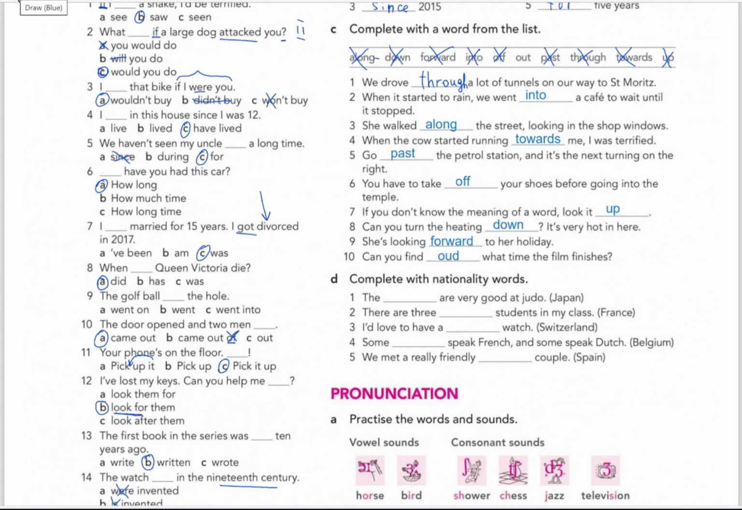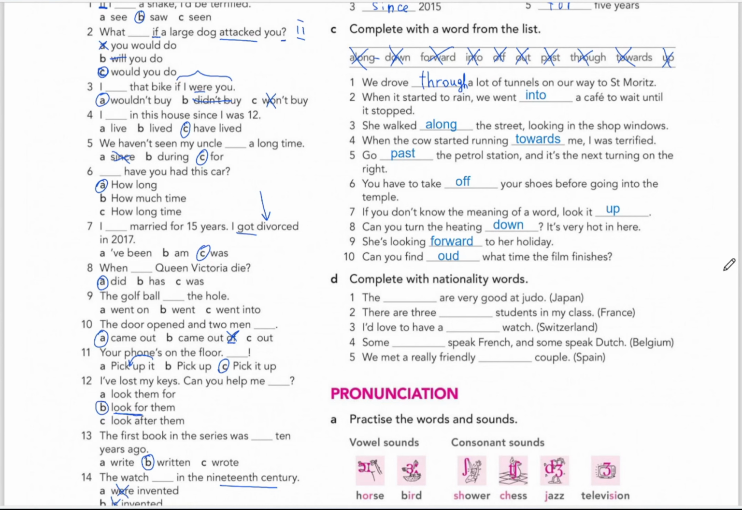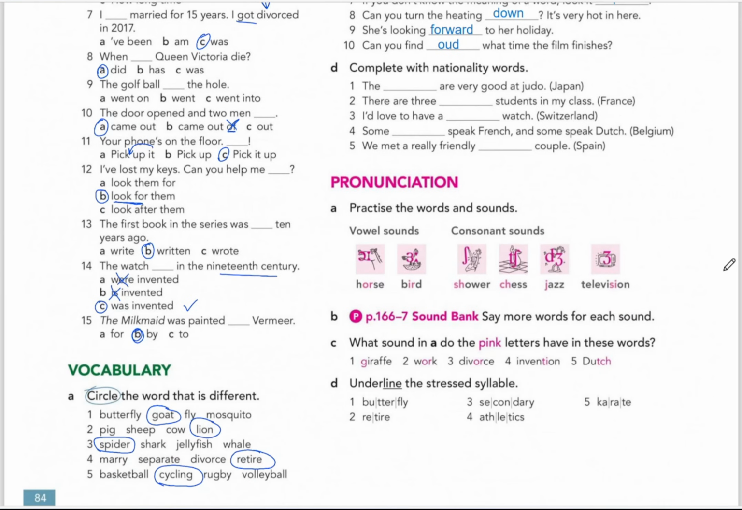So you see, we got so many phrasal verbs here, and it is our duty or our responsibility to memorize them. Okay. So now we're working on exercise D. D is asking us to complete with nationality words. So the Japan nationality word is Japanese. So the Japanese, it means Japanese people. Japanese people are very good at judo.